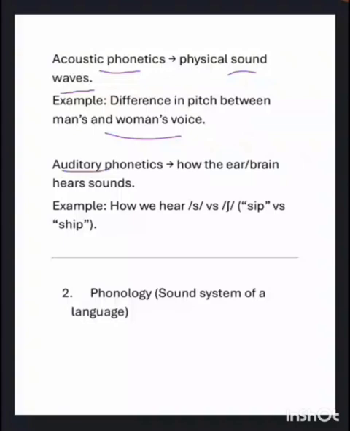Then auditory phonetics. The root word is aud, which means hear. It deals with how the ears of the receiver receive the sounds the other produced. For example, how we hear s versus sh, like sip and ship. The receiver can interpret that the s in sip is different from the sh in ship. So this was all about phonetics.